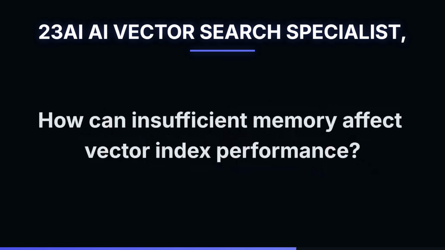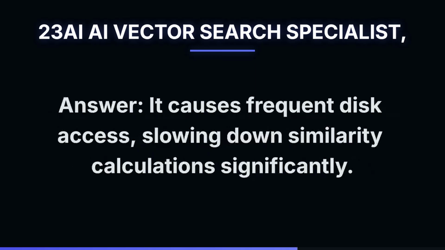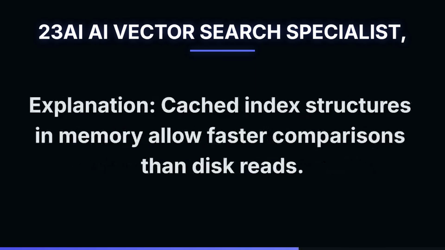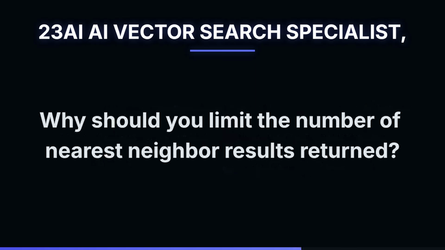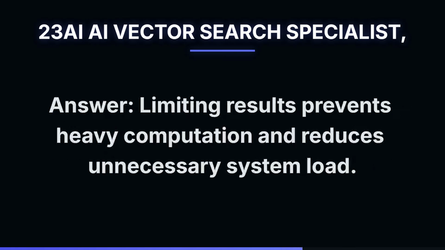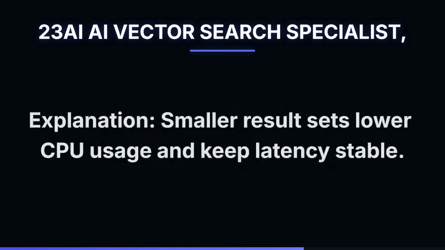2. How can insufficient memory affect vector index performance? It causes frequent disk access, slowing down similarity calculations significantly. Cached index structures in memory allow faster comparisons than disk reads. 3. Why should you limit the number of nearest neighbor results returned? Limiting results prevents heavy computation and reduces unnecessary system load. Smaller result sets lower CPU usage and keep latency stable.